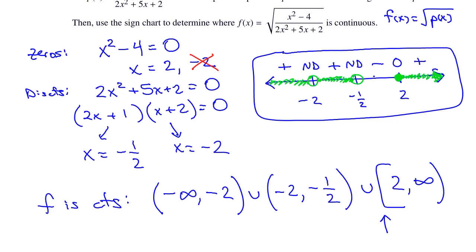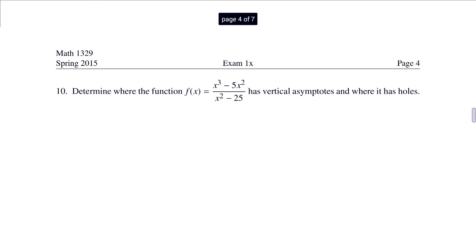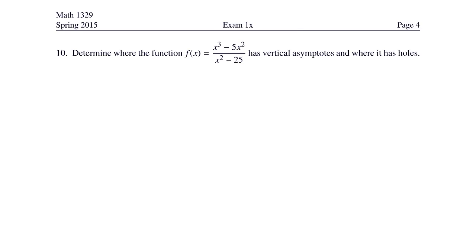Let's take a look at problem 10. Determine where the function f of x is equal to x cubed minus 5x squared over x squared minus 25 has vertical asymptotes and where it has holes. So first off, I will factor both the numerator and the denominator of f.